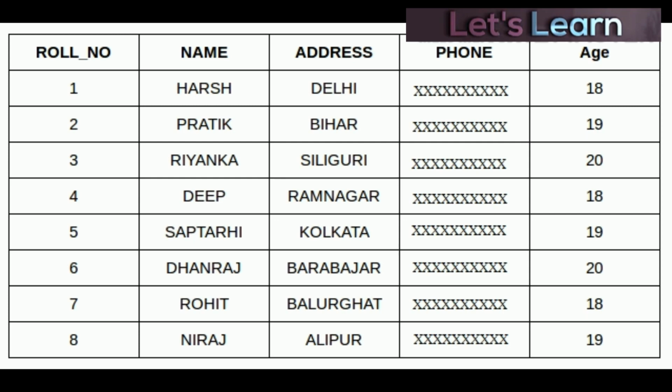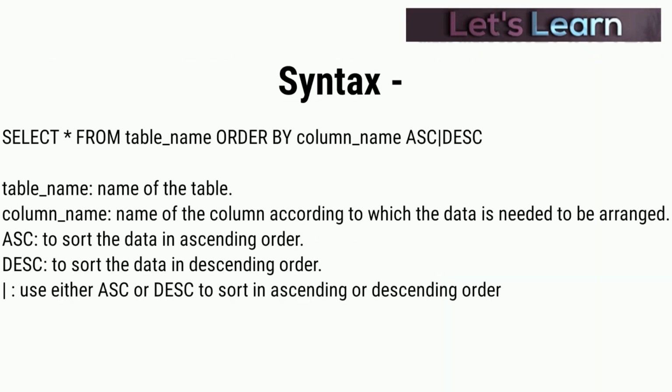Now let's check the syntax part of the order by statement. So this is the syntax. If you want to sort the data, you select from the particular table name, insert order by, and then specify the column name, and then you have to specify in which order you want to sort the data. If it's ascending, you insert ASC. If it's descending, you specify DESC.